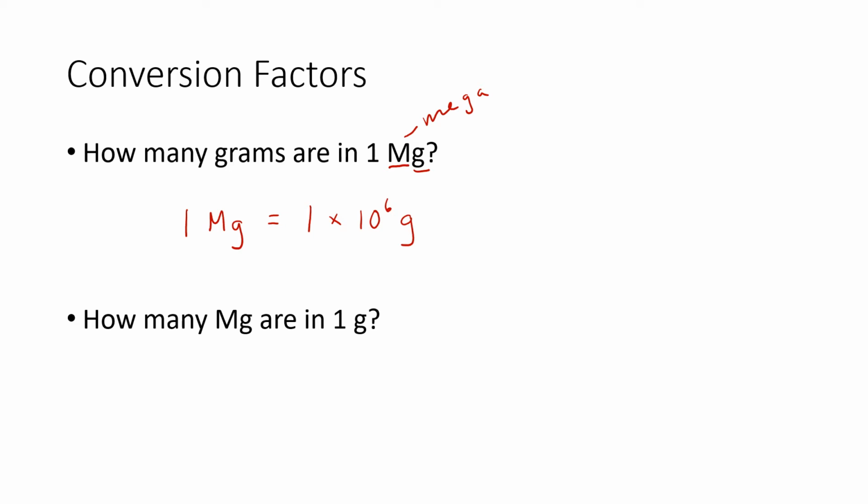Now we could turn this backwards. How many megagrams are present in 1 gram? So the megagram is still the larger unit and the gram is still the smaller unit. So this is going to flip. If we have only 1 gram, which is pretty small, how many megagrams is that going to be equal to? 1 times 10 to the negative 6th megagrams are present in 1 gram. This is actually the number you would see right on your prefix chart, but you have to understand how to read it.